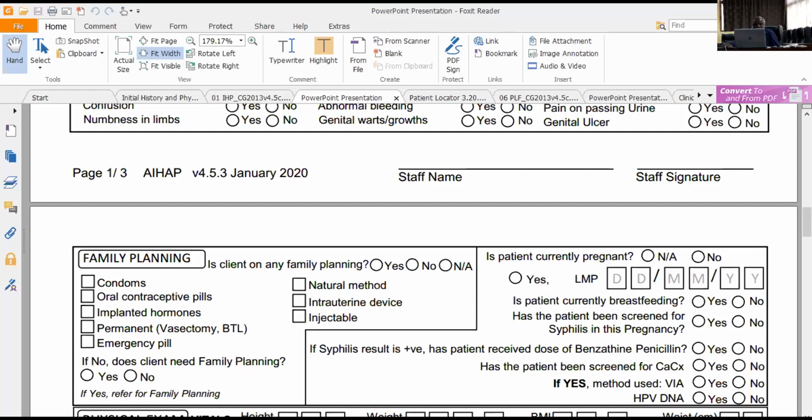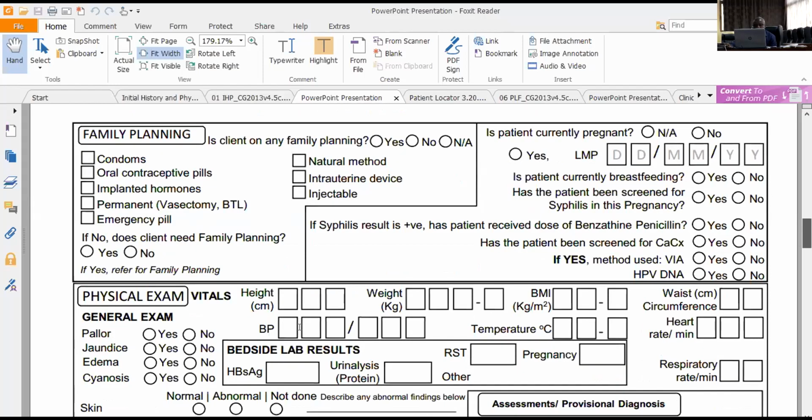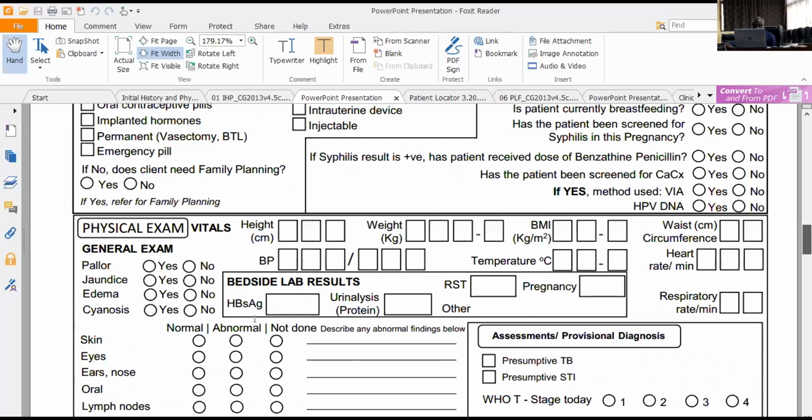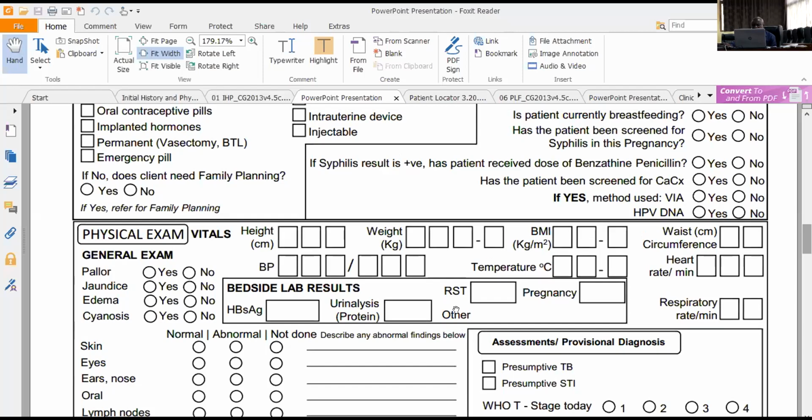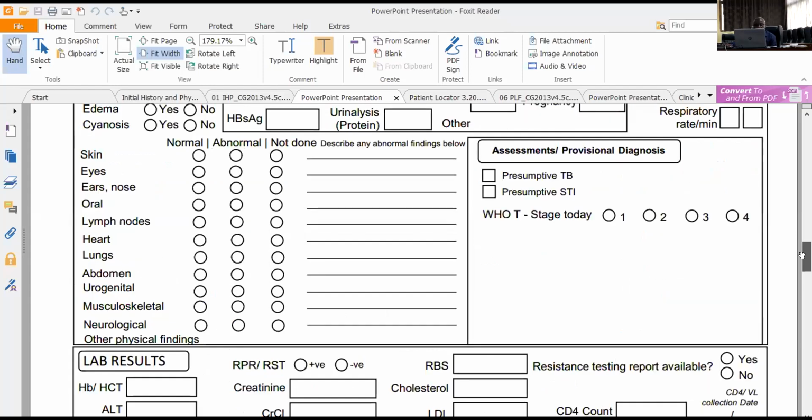Then you go into your physical examination, you do your general, you do your vitals, but include also the bedside lab results: the HBsAg, which is hepatitis B surface antigen, the urinalysis, the RST, and the pregnancy test. If those results are there, they're also supposed to be included. Then you go into the examination. The assessment has got the presumptive TB and the presumptive STI, and you do your staging, either 1, 2, 3, or 4. Lab results have also been expanded.